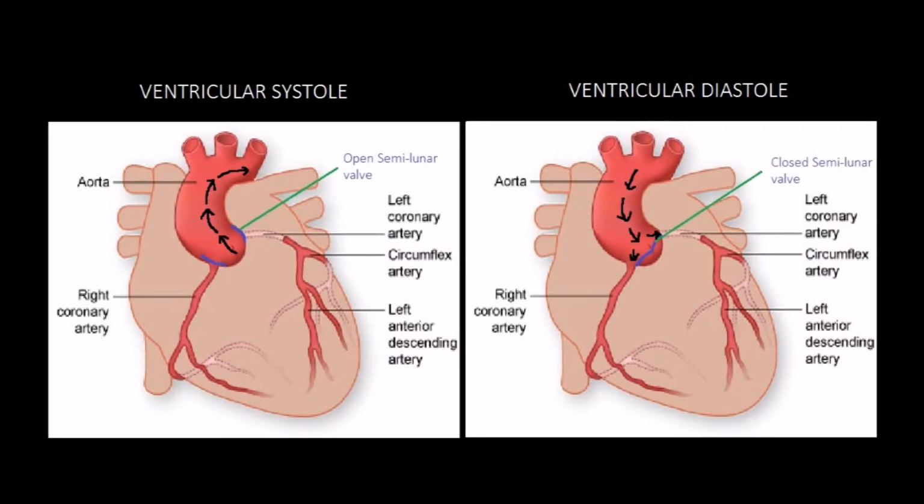How do the coronary vessels fill up? During systole, the open aortic semilunar valves block the entrance to the main coronary arteries. During diastole, the backflow of blood in the aorta flows into the main coronary vessels, now accessible as the aortic semilunar valves are closed.